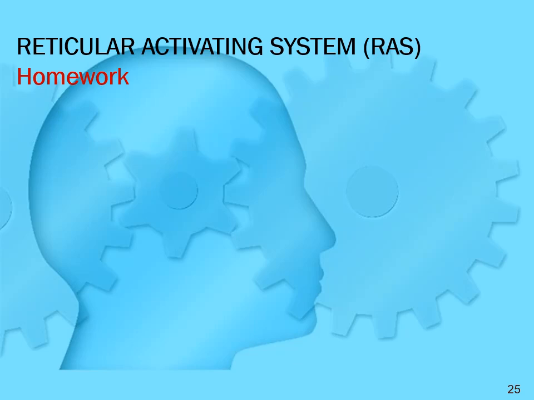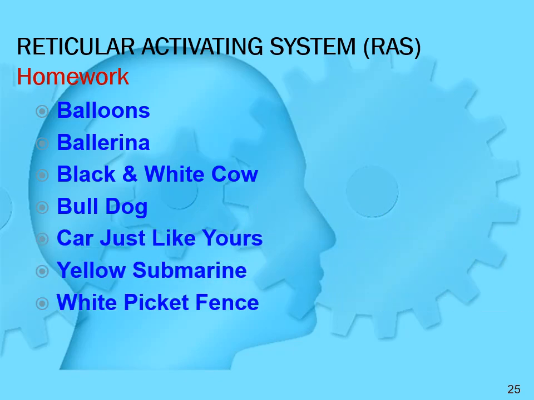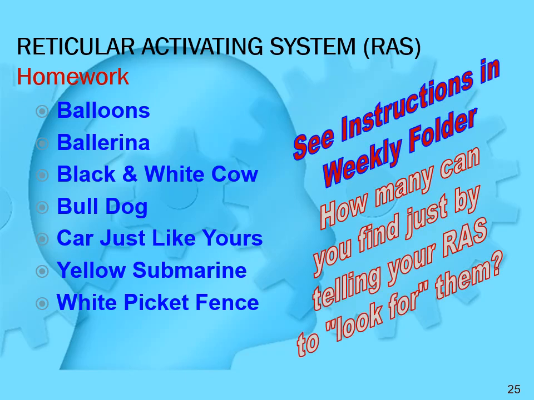Now, here's what I want you to do. This is your first homework assignment here. It's the reticular activating homework assignment, the RAS system homework. I want you to look at this list of things. Note them. You've got them on your handout. And over the next several days, I want you to see how many of these items you can find. Now, the key is, I don't want you to go Google them or go in a book and look them up or anything else. I just want you to tell yourself consciously that you're looking for balloons.